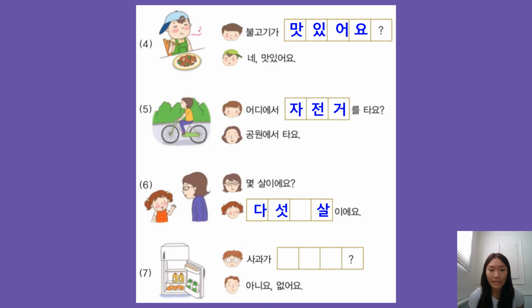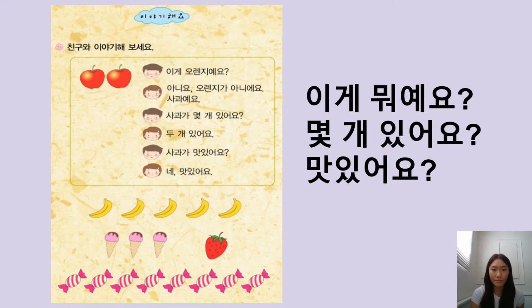So how would we ask this question? We would say 사과가 있어요. The answer is 아니요, 없어요. No, I don't have apples. Okay? Make sure you guys wrote everything correctly, and we're going to move on.